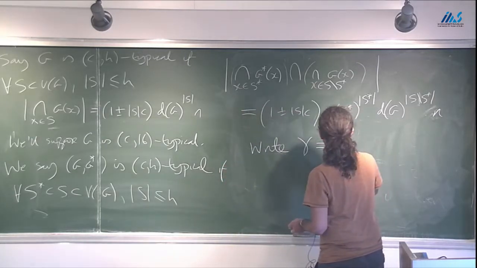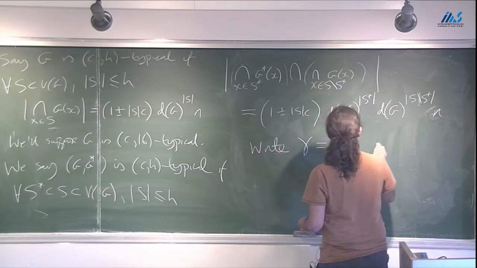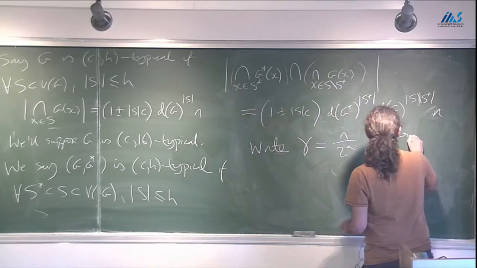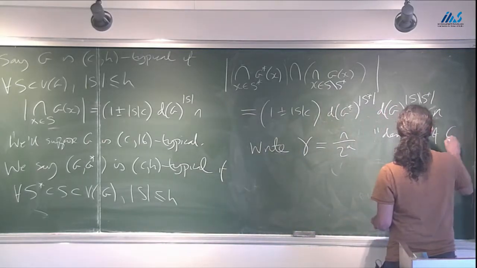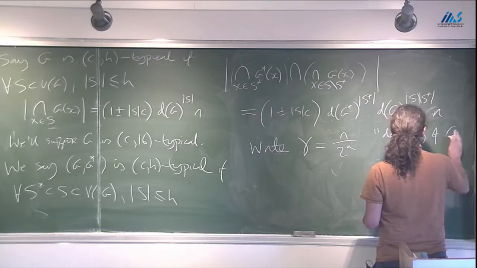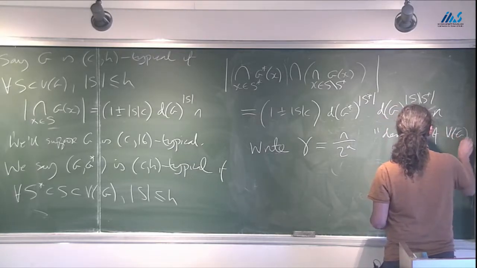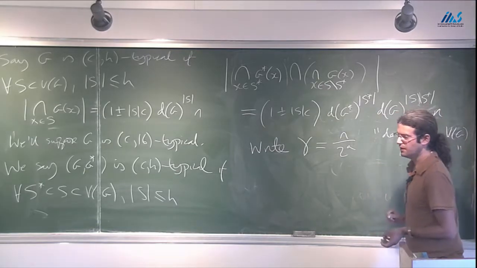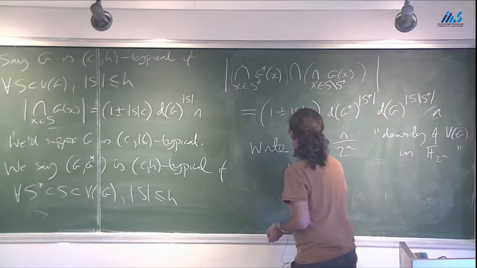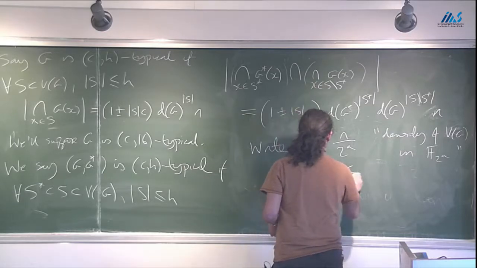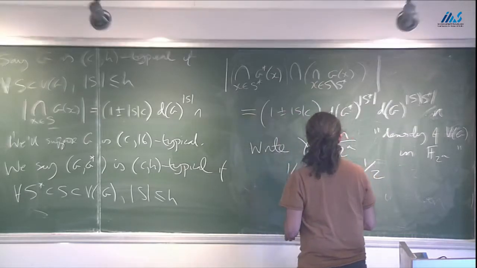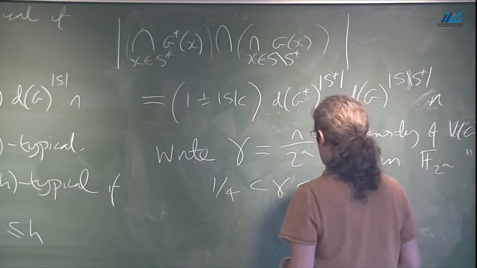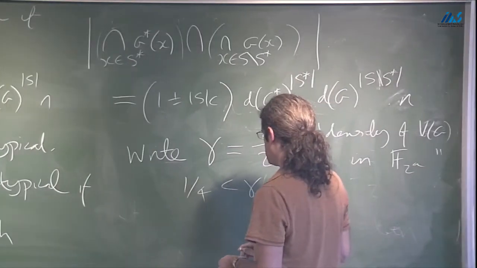So the density of the vertices of G in F2 to the A to be... between a quarter and a half? Between a quarter and a half. Okay.